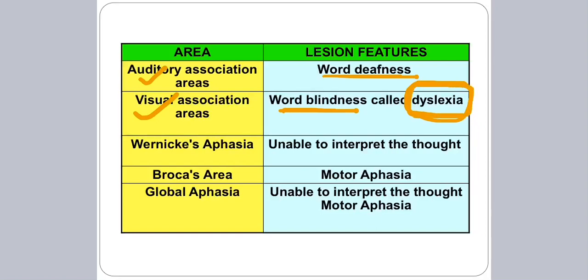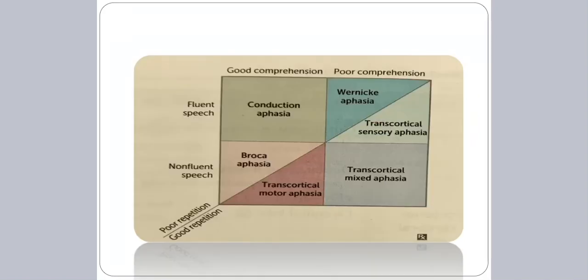Wernicke's aphasia is unable to interpret thought, the receptive or sensory aphasia. In Broca's area, there will be motor aphasia or expressive aphasia, with non-fluent speech. And in the case of global aphasia, it will be a mixture of both, unable to interpret the thought plus motor aphasia. There is one very good diagram, this diagram.